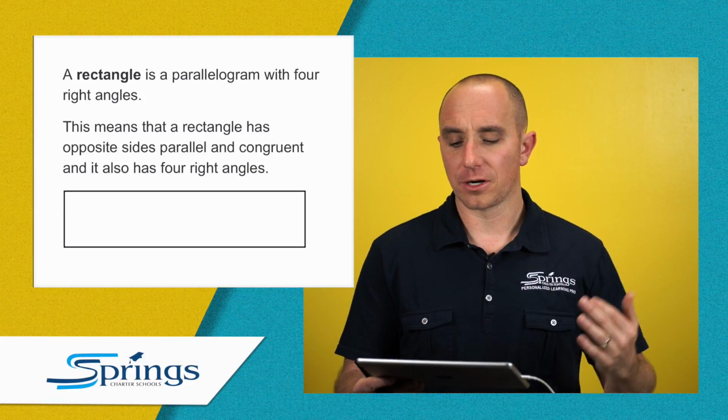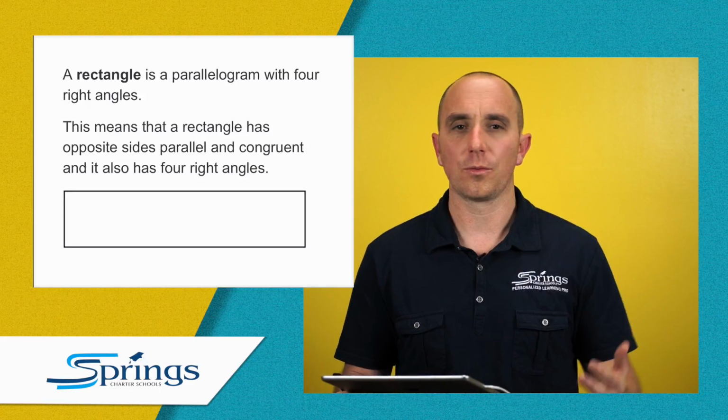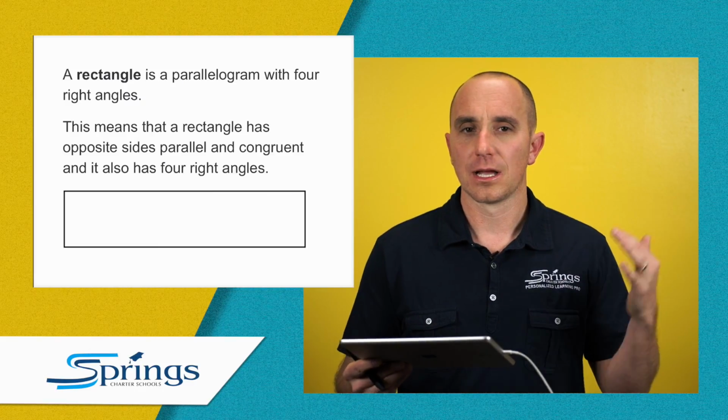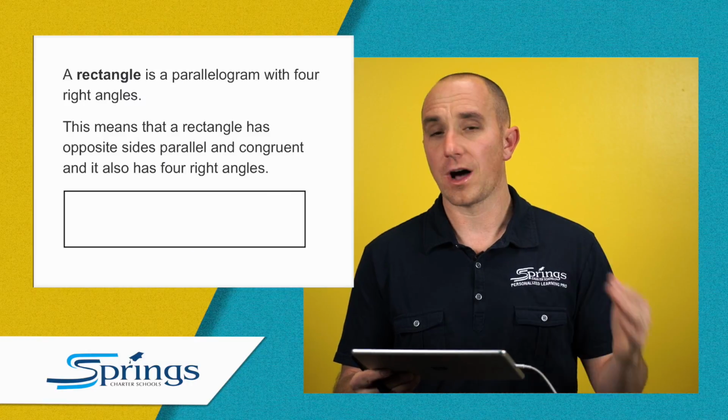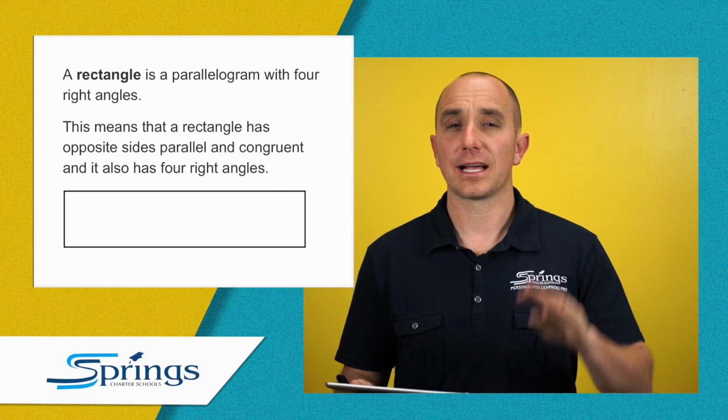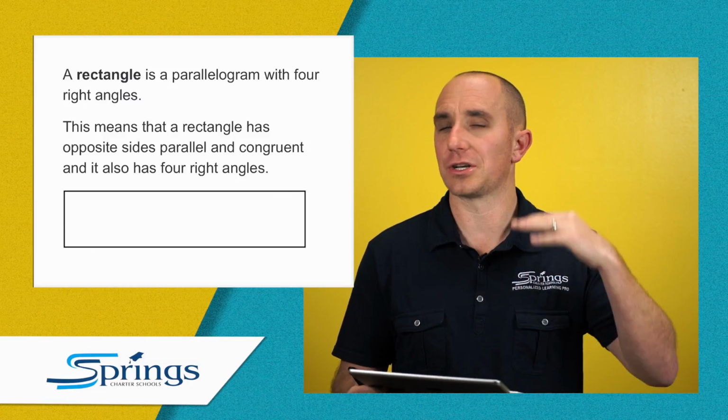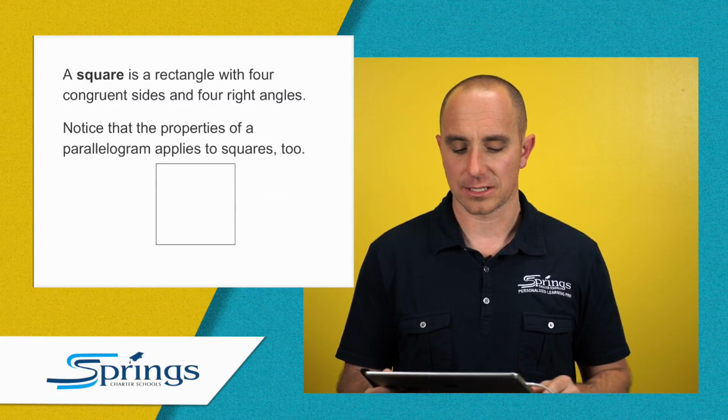So a rectangle is a parallelogram with 4 right angles. Now, you all pretty much know what a rectangle is, but think about it in terms of opposite sides that are parallel, opposite sides that are congruent, and it has 4 right angles. So we're going to build on just your basic knowledge of what a rectangle is.